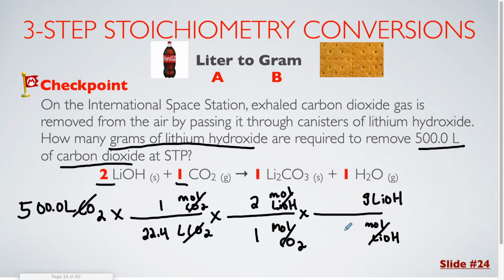For my final step, I have 1 mole, which is equal to the molar mass from the periodic table. So since it's a mass, I'm going to need to add up the grams for each of those elements. So I have 1 lithium, 1 oxygen, and 1 hydrogen. So it's going to add up to 23.95. Now I'm going to multiply and divide across. Based on my original number here, I had 4 significant figures. So that's going to come out to 1069 grams of lithium hydroxide.